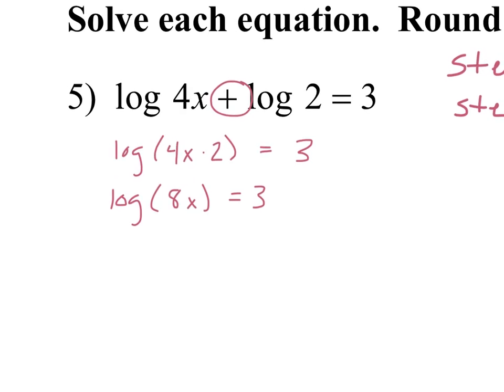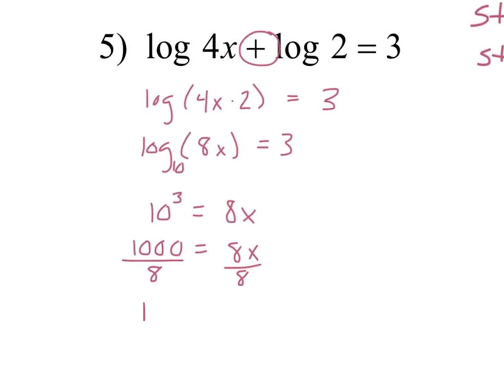Now we put it into exponential form. So when we don't have a base, remember it implies that that base is 10. So we take our base out of the basement, our exponent comes from the other side of the equals, and then we set that equal to 8x. So 10 to the third power, 10 cubed, would be 1000 is equal to 8x. And then to get x all by itself, we divide both sides by 8. 1000 divided by 8 is 125. So 125 is equal to x.